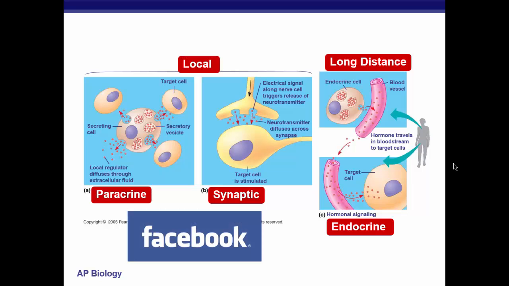Local signaling, paracrine and synaptic signaling, are like Facebook. You have your circle of friends. I guess Google Plus would be there if you're talking about circles. And only they are getting what you are posting. They can see it. And sometimes you can send, of course, just a message to one person as well. That's our Facebook example. For long distance signaling, you can say Twitter. Anything you say on Twitter goes to everybody on Twitter. And any hormone that is released from an endocrine system goes to every cell of the body.